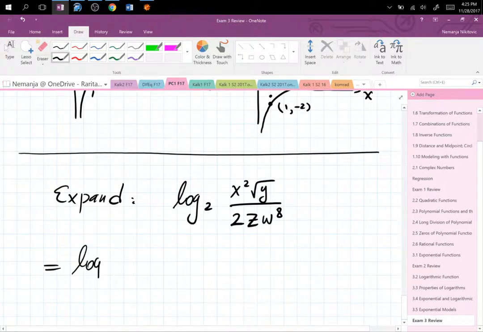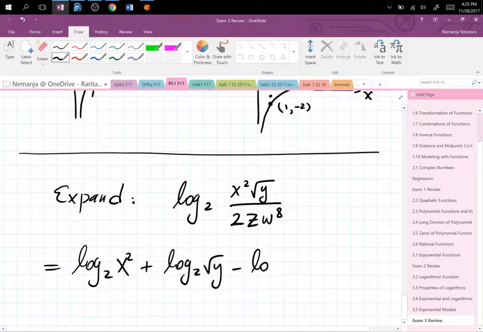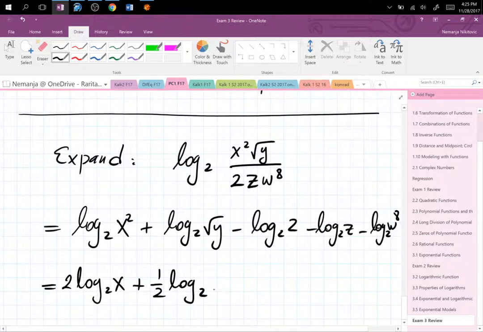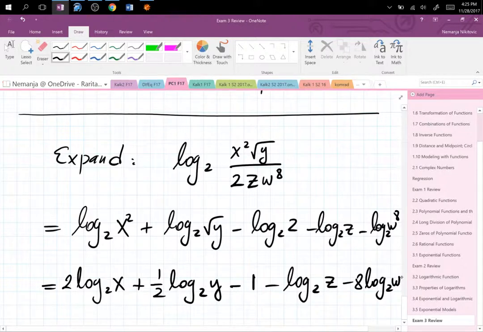So we have log base 2 of x squared plus log base 2 of root y minus log base 2 of 2 minus log base 2 of z minus log base 2 of w to the 8th, equal to 2 log base 2 of x, the exponent drops in front, plus 1/2 log base 2 of y, the exponent, which was 1/2, jumps in front, minus 1. Log 2 of 2 is 1. Minus log base 2 of z, and minus 8 log base 2 of w. That's the expansion.